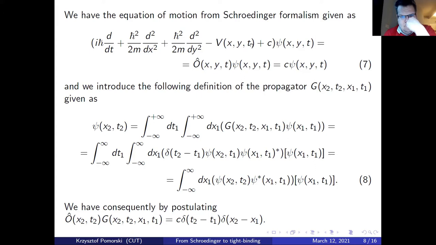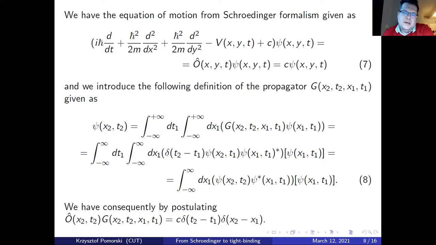And now I'm using a simple trick. I'm setting here a small constant, C. So we have this operator acting on the wave function, and this is expressed by the O operator. And the result of the action of the O operator on a wave function, which can be one, two, or many dimensional, is the constant C times this wave function. And having such a defined operator, now we can identify the equations that need to be fulfilled by a propagator.